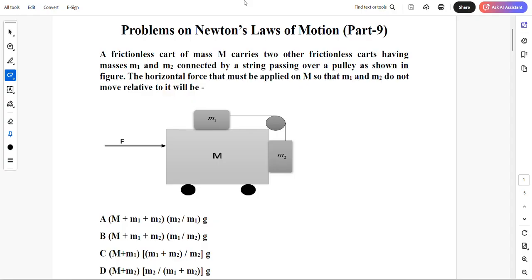Today we'll be seeing some important problems on the chapter Newton's laws of motion. This is part 9 of the video. This is the first problem.